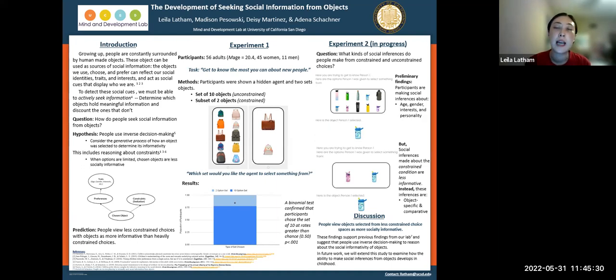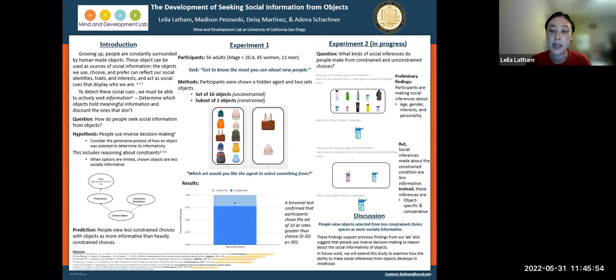To be able to detect these kinds of social cues, we have to be able to actively seek information, which is our ability to determine which objects hold meaningful information and discount the ones that don't. So we're asking, how do people seek social information from objects? And we hypothesize that people use inverse decision making. This includes an ability to consider constraints.